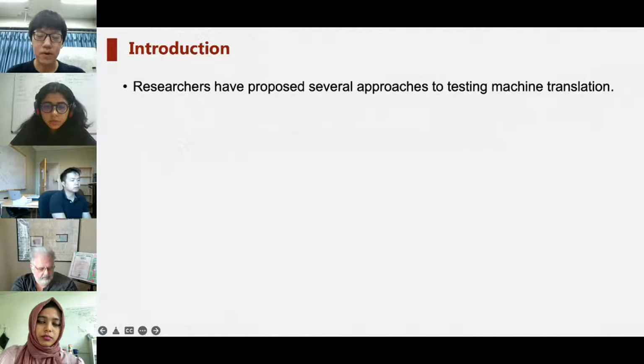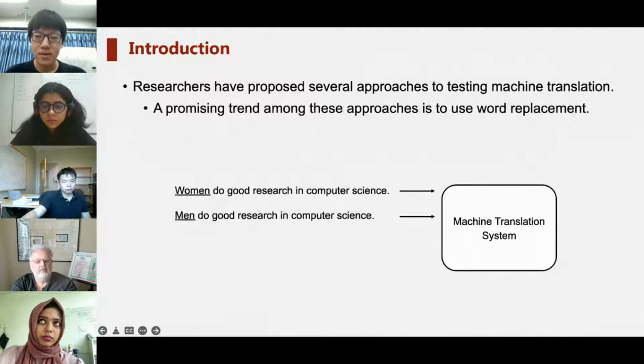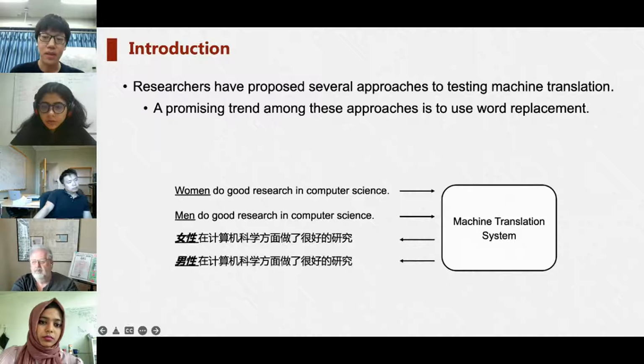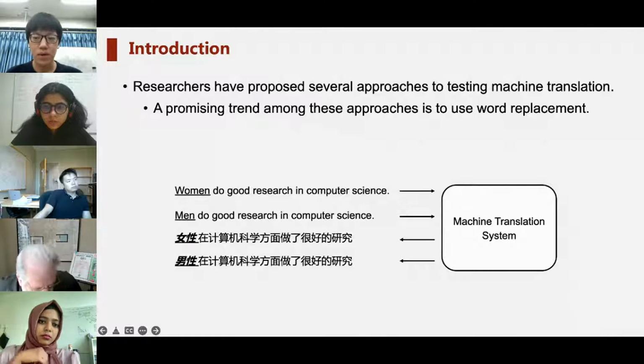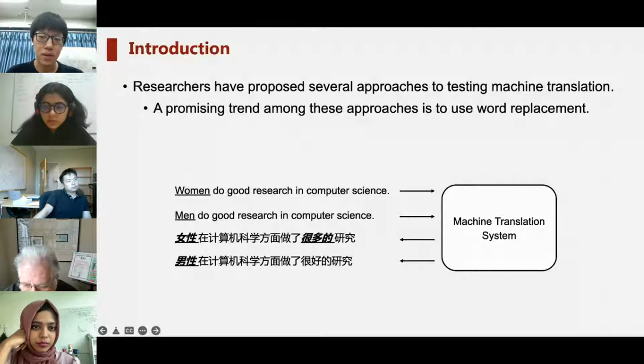Recently, quite a few approaches have been proposed for testing machine translation systems. To test these systems, a promising trend among those approaches is to use word replacement. For example, given the sentence, "Women do good research in computer science," a testing approach can generate a test sentence by replacing the word "women" with a similar word "men." This new sentence is further paired with the original sentence as the test input. Then, the testing approach feeds those two sentences to the machine translation system. Since only one word is exchanged in those sentences, their translations ought to be similar to each other. In this example, there should be only one word difference between those two translations. However, if the translations are not similar to each other, the testing approach reports it as an inconsistent bug.